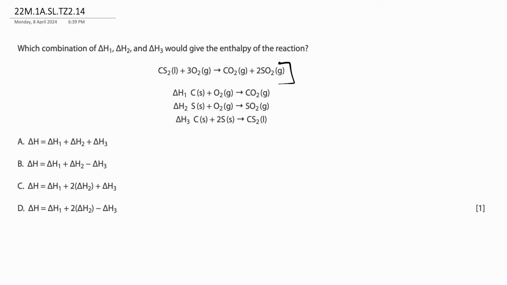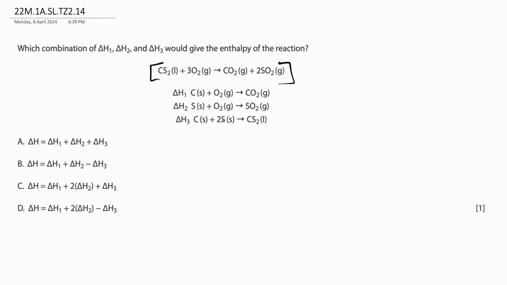Which combination of delta H1, delta H2 and delta H3 would give the enthalpy of the reaction? So we have some reaction right here, and they're asking the combination to give the enthalpy of this reaction. To solve this question we need to use Hess's law. More specifically, we need to apply algebra to Hess's law in order to solve the question.